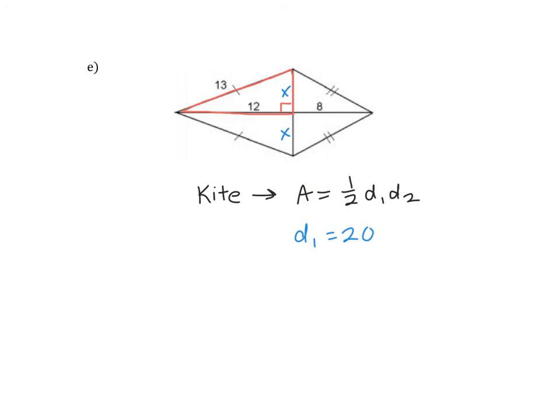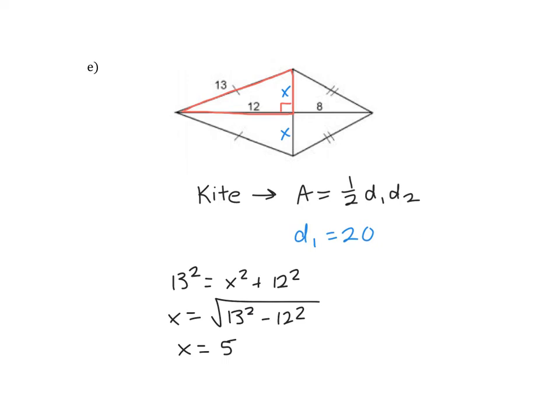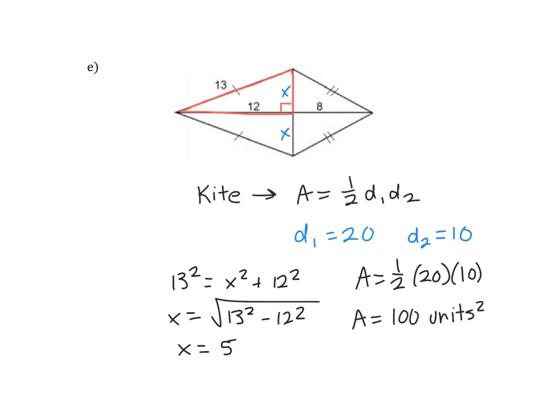So we could do 13 squared equals x squared plus 12 squared. So x is going to be the square root of 13 squared minus 12 squared. So x is going to be 5, which means the total diagonal is 10. So here, to find the area, we do 1/2 times 20 times 10. So it is going to be 100 units squared.